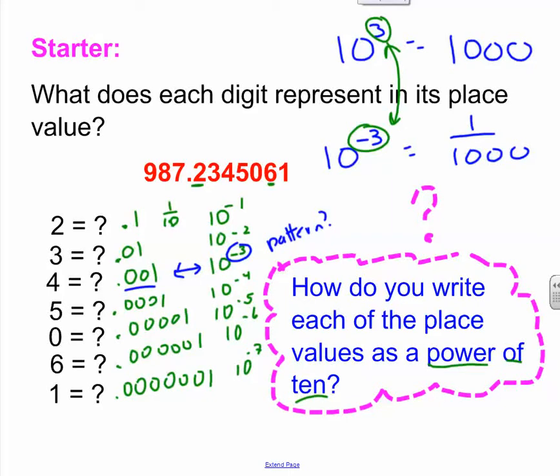Today we began with you just figuring out what each place value was for each of these digits. And you guys could do that pretty well. The 2 is in the tens place, the 3 is the hundredths place, the 4 is the thousandths place, the 5 is the 10,000ths place, the 0 is the 100,000ths place, the 6 is in the millionths place, and the 1 is in the 10 millionths place.